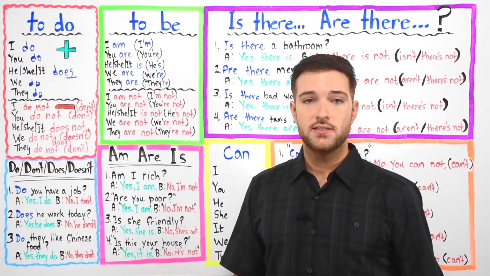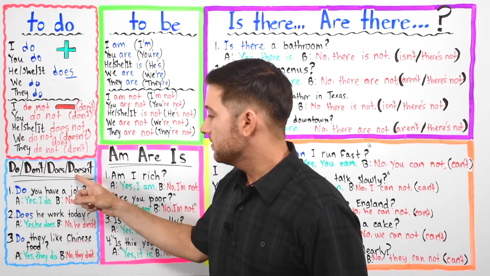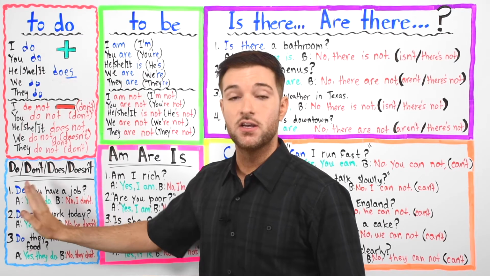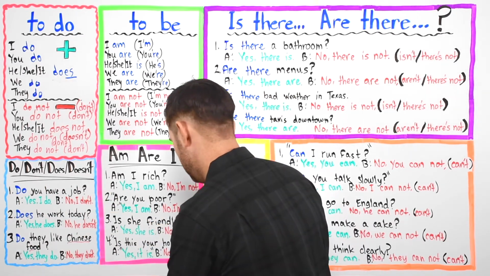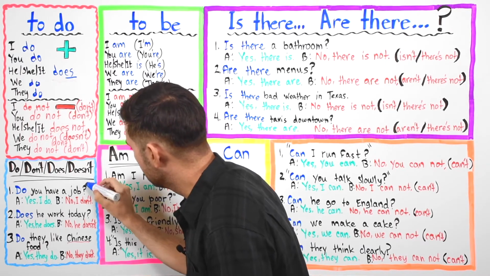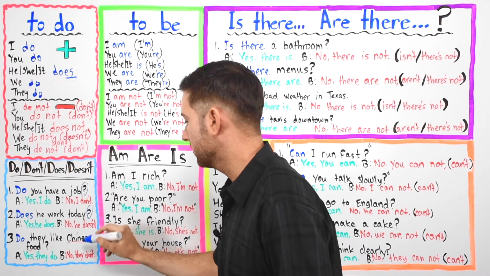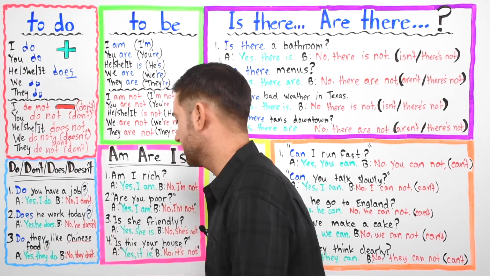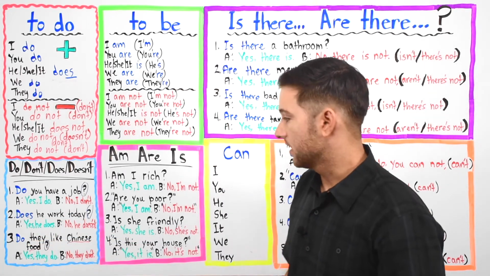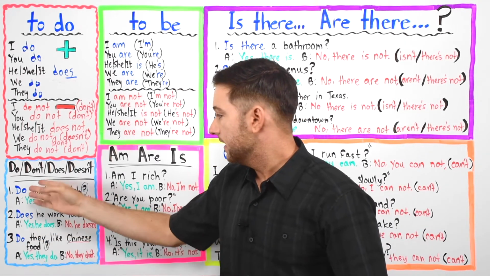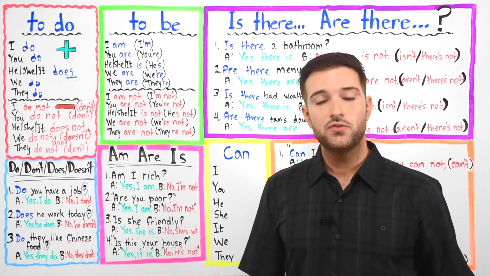As you can see in these examples, all you have to do is put the word do or does at the beginning of the sentence to make it a question. And when you have a question, you always have to put a question mark at the end. These are questions. So do, does, doesn't, and don't. All right, so let's go ahead and move on, guys.